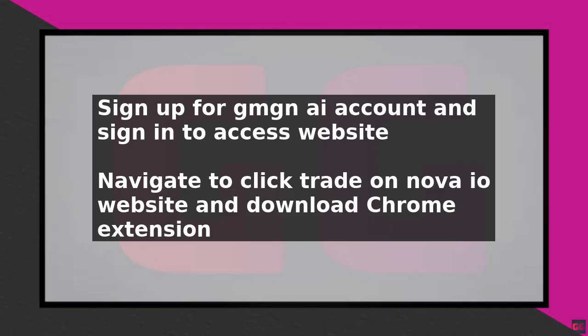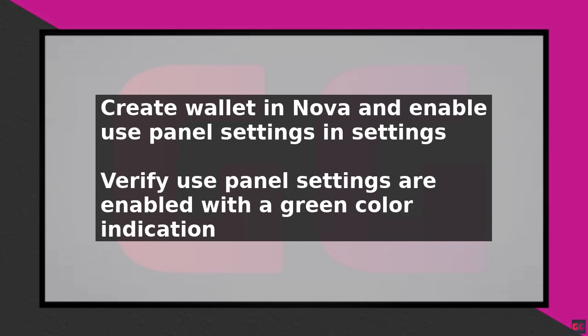Add the extension to Chrome. Then click Add Extension to install it. After installation, you can close the web page. And on the same website, you'll see an option to connect Telegram.